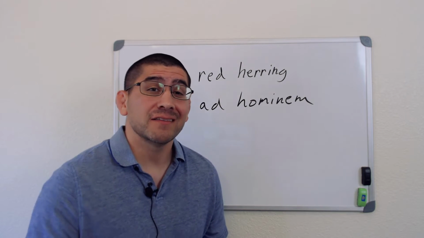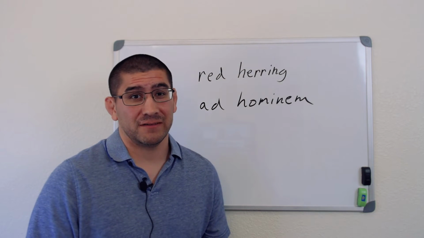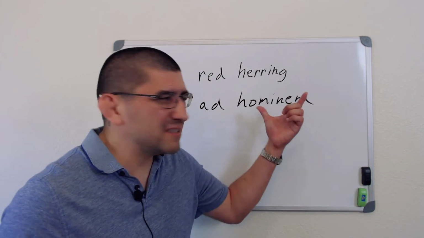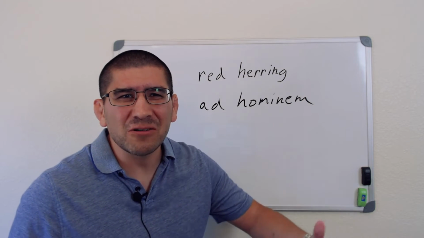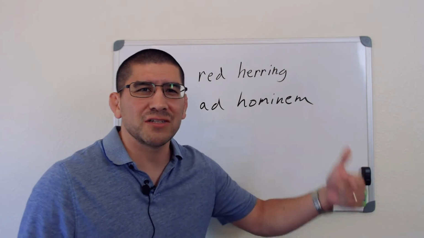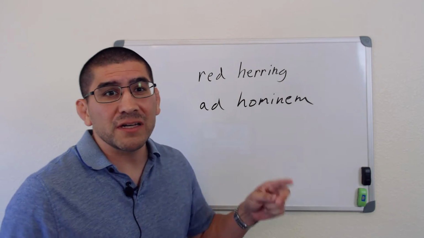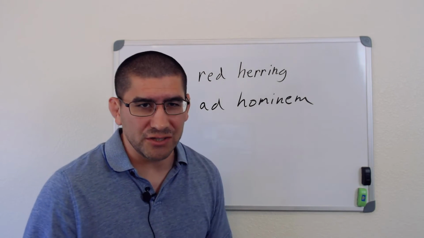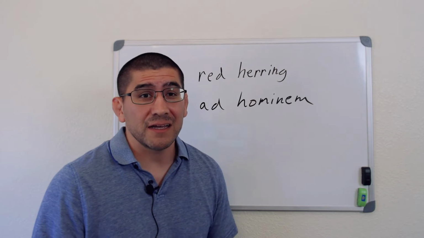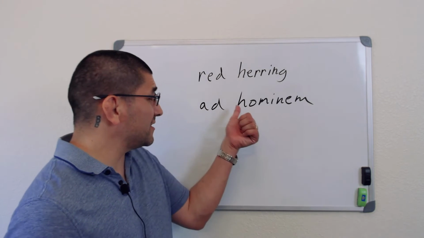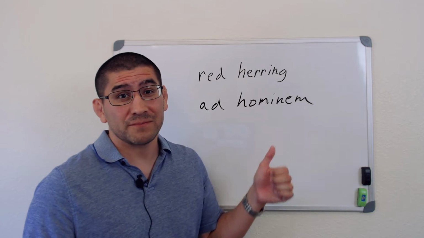What's wrong with it? They're not addressing your argument. That's what's wrong with all these fallacies. All these fallacies, their commonality is they don't address the argument. The red herring doesn't address the original issue. The ad hominem attacks the person without addressing the original issue. That's what's wrong with it. And it also can be very mean and might get you in a real fight. So you want to stay away from the ad hominem.